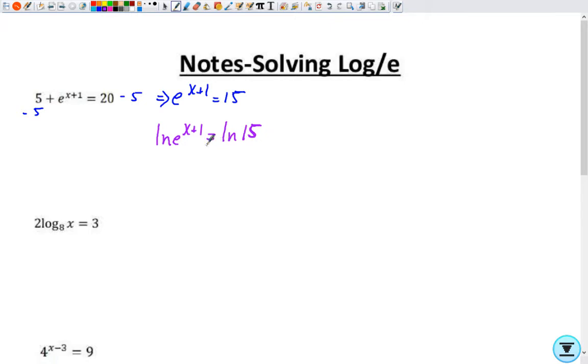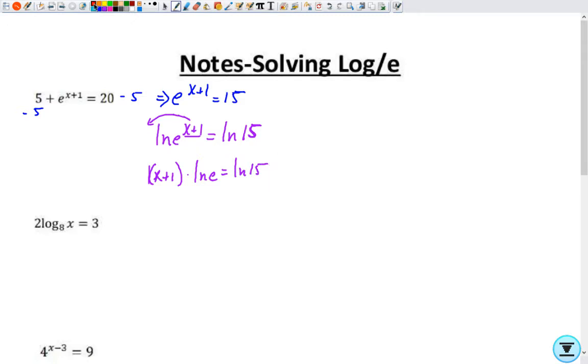Now, there's a couple of different ways we can do this. One is, since we're dealing with a log, use the power property. The easiest way to get x out of an exponent is to use a logarithm and the power property. So we're going to take this power right here and move it out front. So we get x plus 1 times the natural log of e equals the natural log of 15.